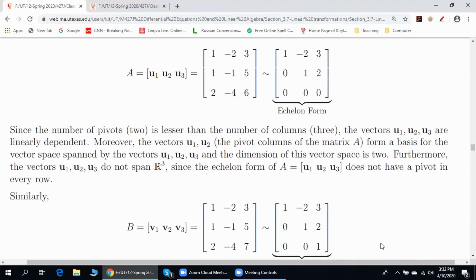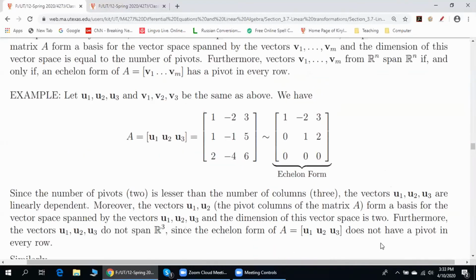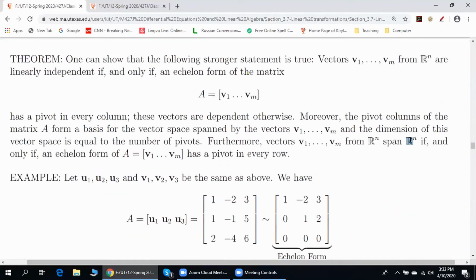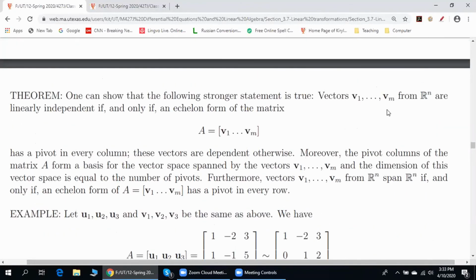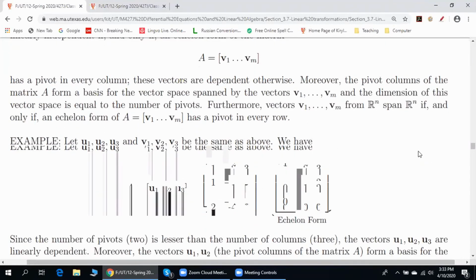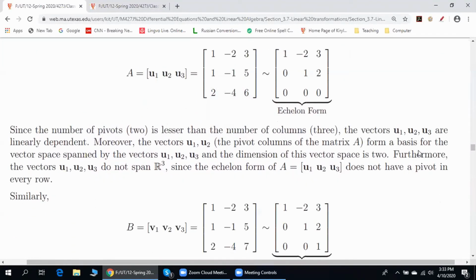Other questions? To be sure, if it's linearly independent, is there a pivot in each column or each row? Each column. If we have a pivot in each row, these vectors span Rn. Okay, and is it required for A to be a square matrix? No, absolutely not. Here we have M, here N. Okay. It doesn't have to be square.